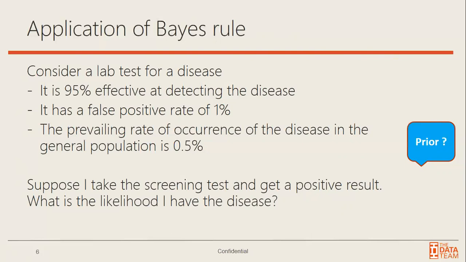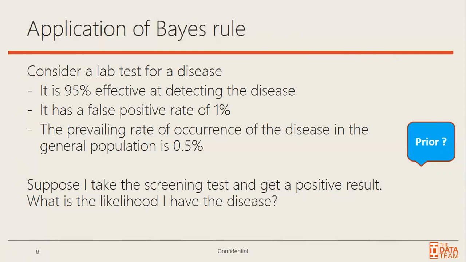So the question is, given these three bits of information that the general population has: the prevailing disease risk of 0.5%, and if I take a test, a 95% chance of detection if I have the disease, and the false positive rate is more like an error, right? So 1%. So what is the likelihood that I have the disease? This is the kind of question we are trying to deal with in Bayes rule.